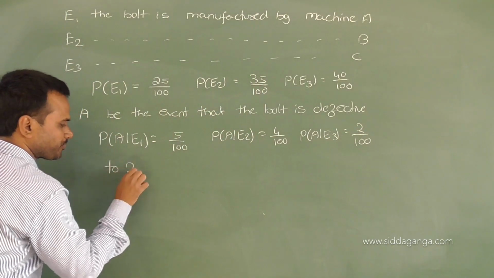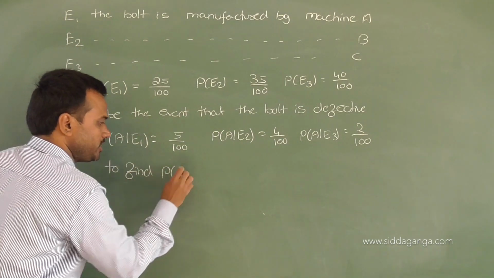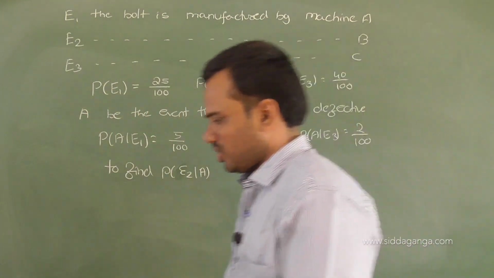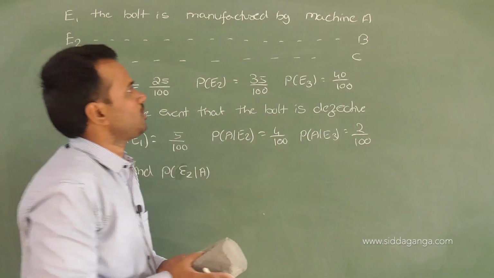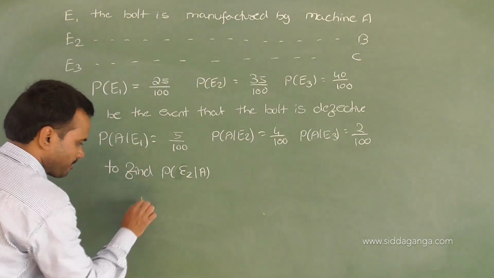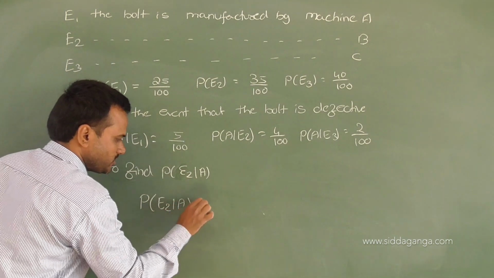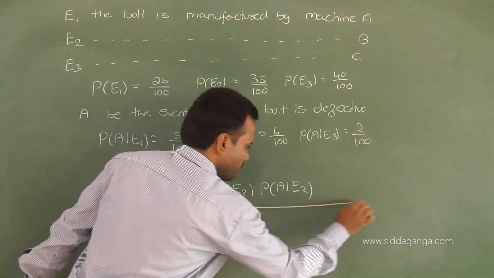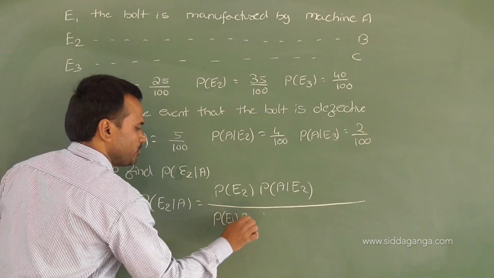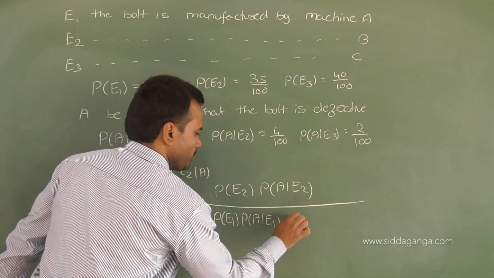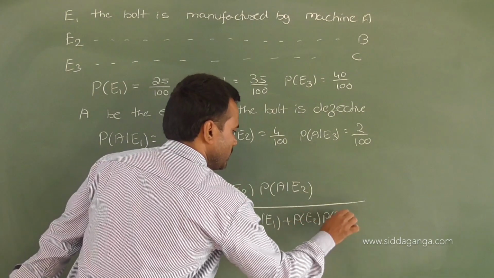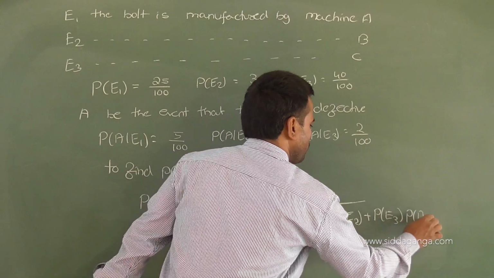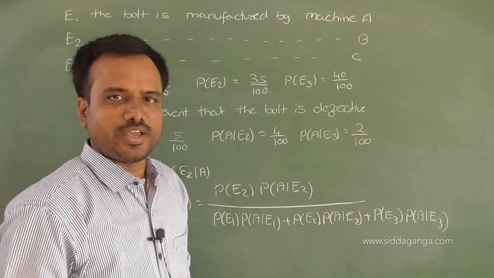So, to find the probability of E2 given A, with respect to machine B. According to Bayes theorem, P of E2 given A is equal to P of E2 into P of A given E2, whole divided by P of E1 into P of A given E1 plus P of E2 into P of A given E2 plus P of E3 into P of A given E3.